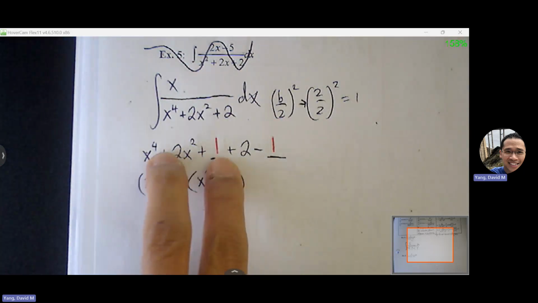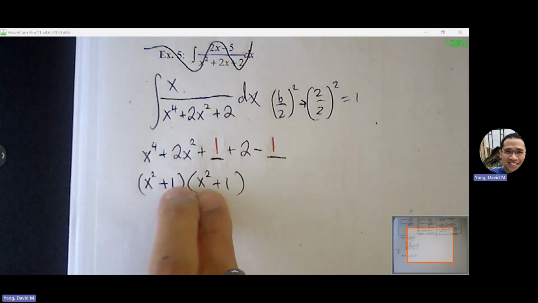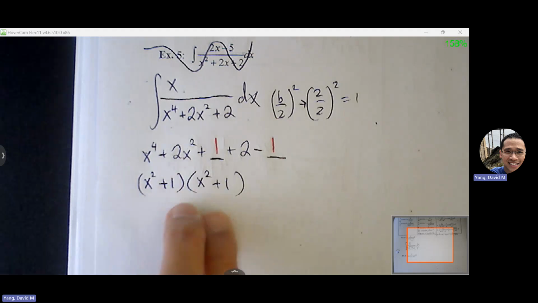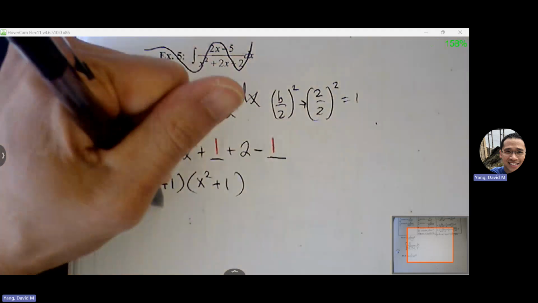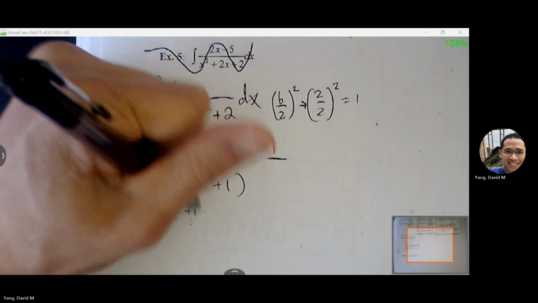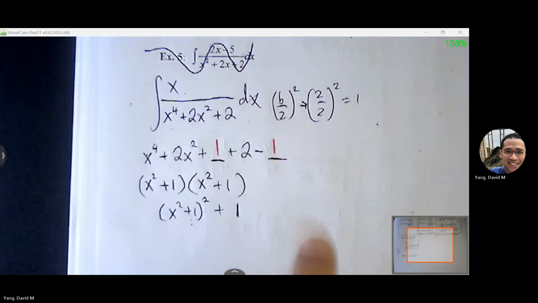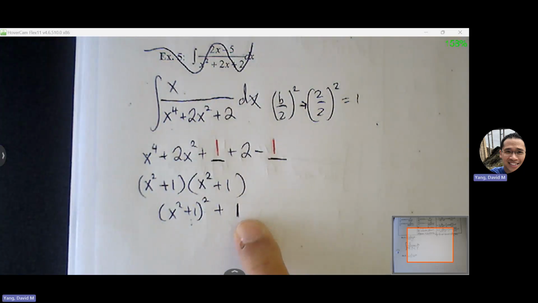If I fold this out, I should be able to get to where I started. x to the fourth plus x squared plus x squared. That's plus 2x squared plus 1. So the whole point of completing the square is you're going to get 2 duplicates that you can merge into a binomial squared. And the 2 minus 1 just becomes 1.